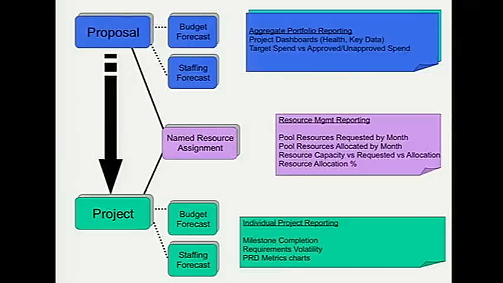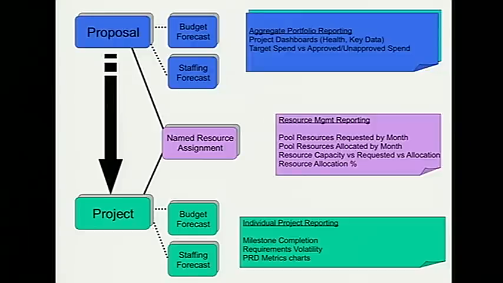We've got our target spend versus approved and unapproved spend. For resource management, it's the standard stuff in all the tools. Resources requested by month, allocated by month. Compare that against our capacity. We've got resource allocation percentages. All the stuff your resource managers just love to see.